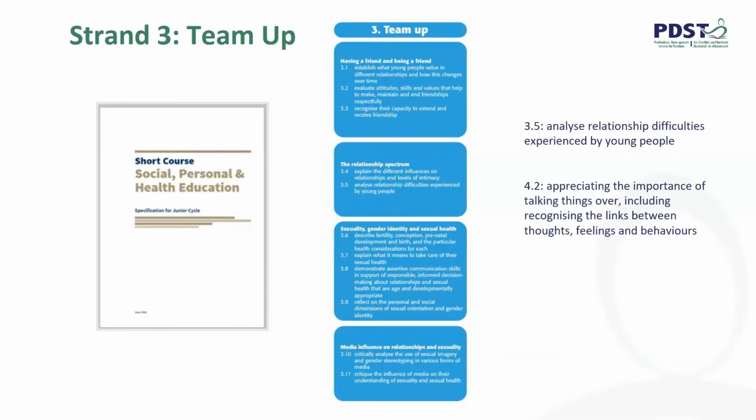For example, when we explore learning outcome 3.5, which is analyse relationship difficulties experienced by young people, students may organically speak to the effects of relationship challenges on their mental health. Here, we can see the intricate relationship between learning outcome 3.5 and Learning Outcome 4.2 from Strand 4, appreciating the importance of talking things over, including recognising the links between thoughts, feelings and behaviours.